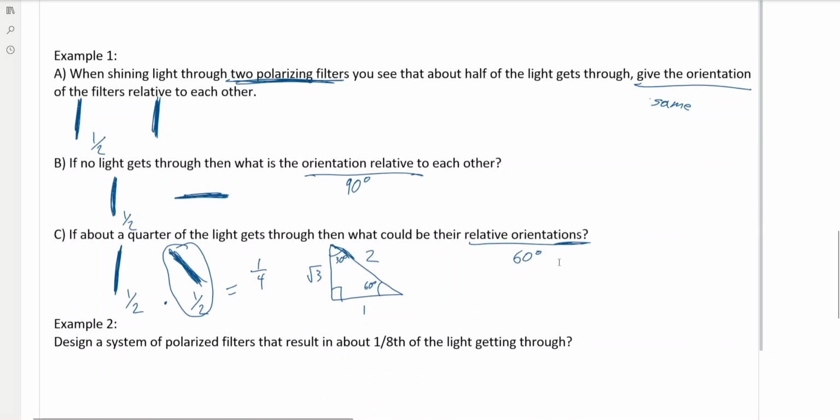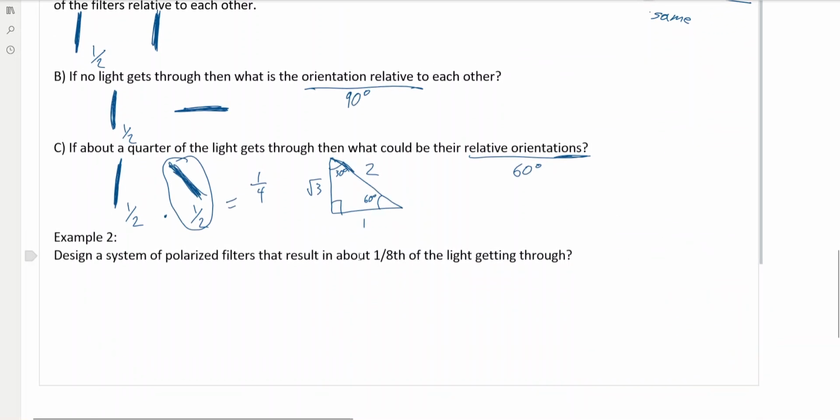Design a system of polarized filters that allows about 1/8 of the light to get through. So it doesn't tell you how many, it just says a system. So you could use 2 to make that happen, or you could use more.